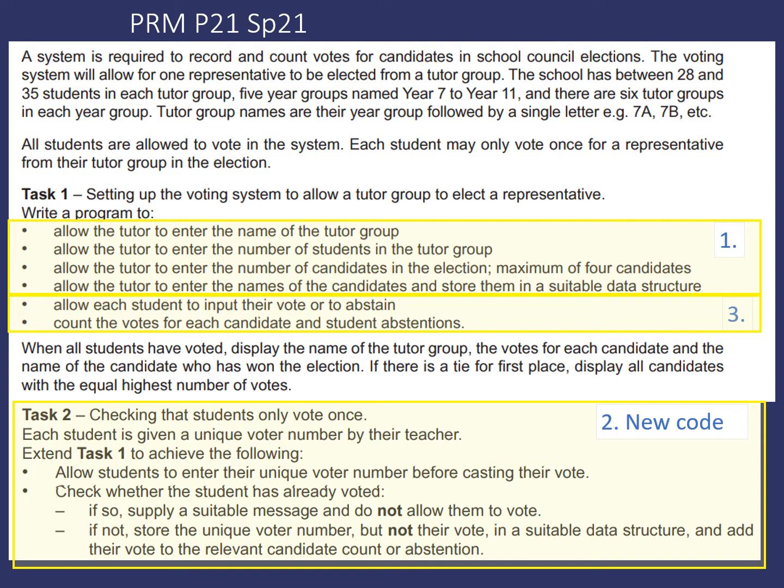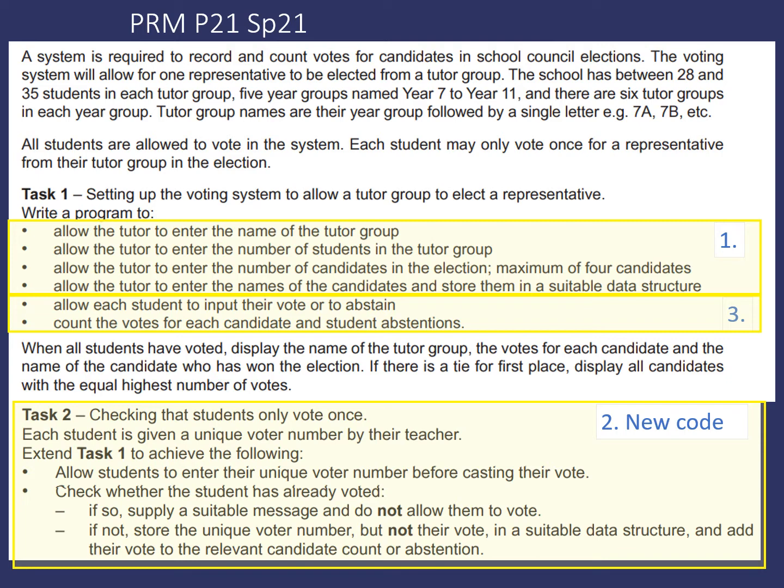So reading the description of task 2, we're checking that students only vote once. Each student is given a unique voter number by their teacher. We're going to extend task 1 to achieve the following. Allow students to enter their unique voter number before casting their vote. Check whether that student has already voted. If so, supply a suitable message and do not allow them to vote. If not, store the unique voter number but not their vote in a suitable data structure and add their vote to the relevant candidate count or abstention.